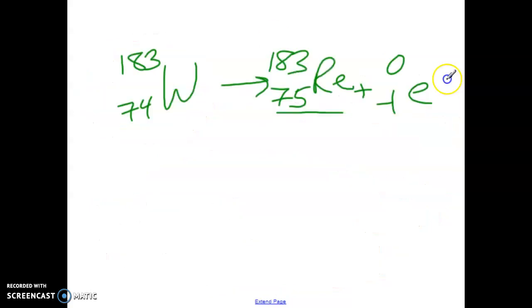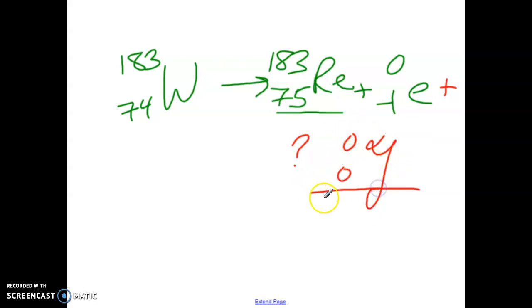Okay, so same with this, your beta. If there was another row here and we weren't sure what this is, because beta is occurring, you can also have gamma radiation happening at the same time.